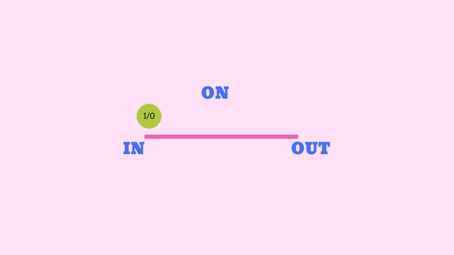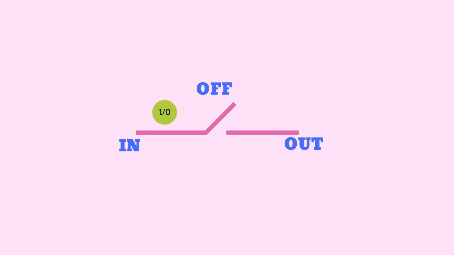Transmission gate acts like a switch. If transmission gate is on, then the input passes through the gate and appears at the output. If transmission gate is off, then input is blocked from the output.